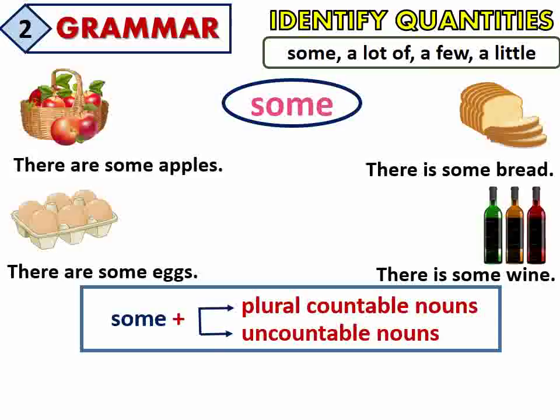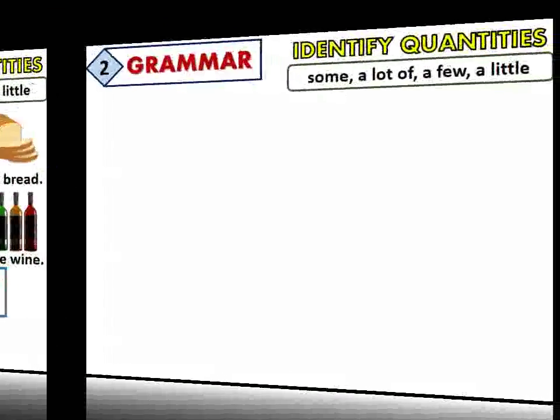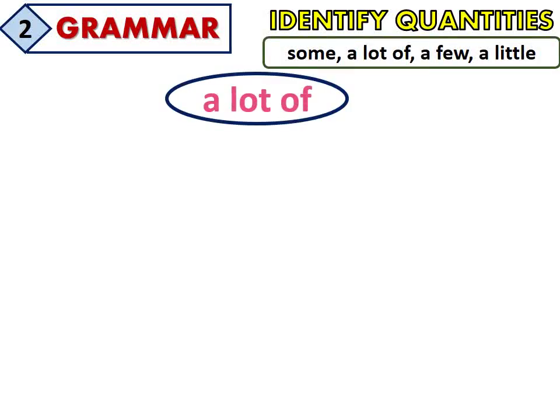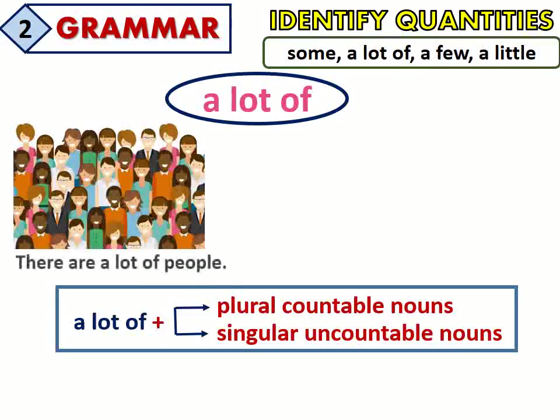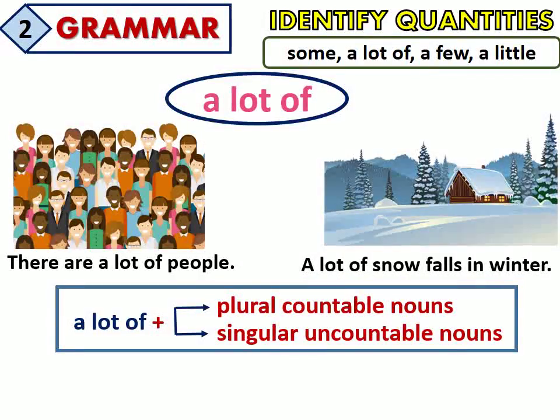Now repeat after me. There are some apples. There is some bread. There are some eggs. There is some wine. That's very good. And a lot of can be used with uncountable nouns as well as plural countable nouns. Let's take a look at examples. There are a lot of people. A lot of snow falls in winter. Now repeat after me. There are a lot of people. A lot of snow falls in winter.